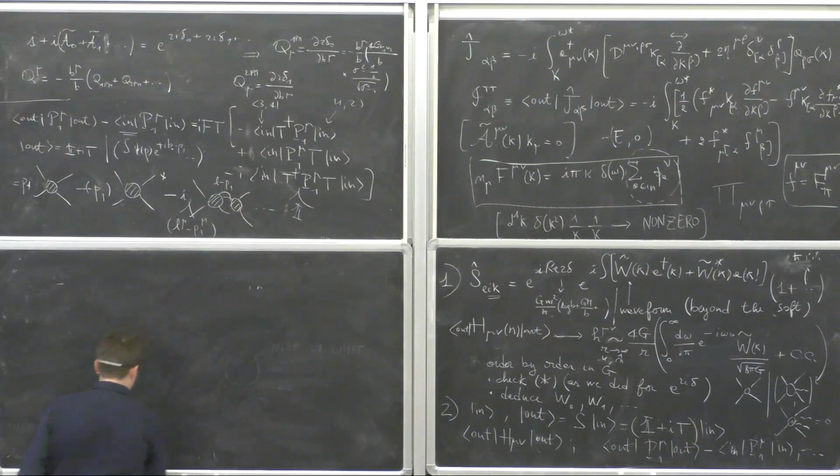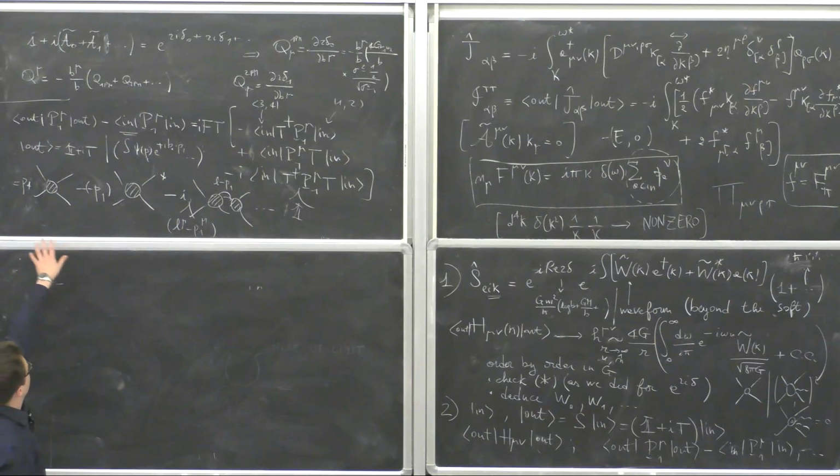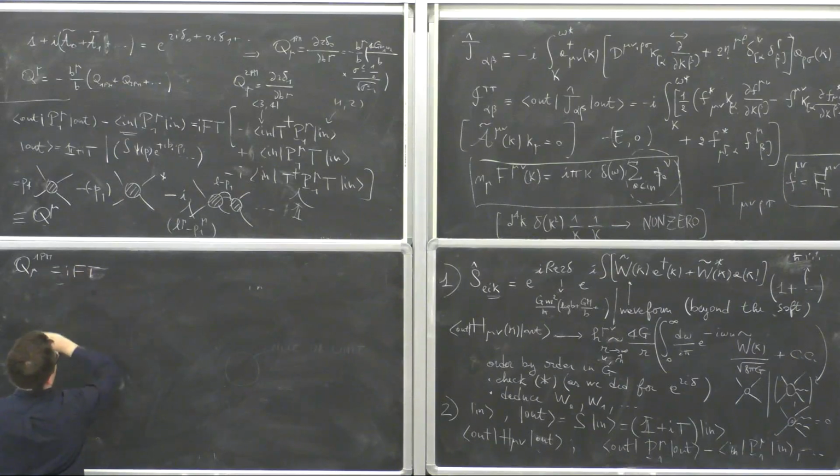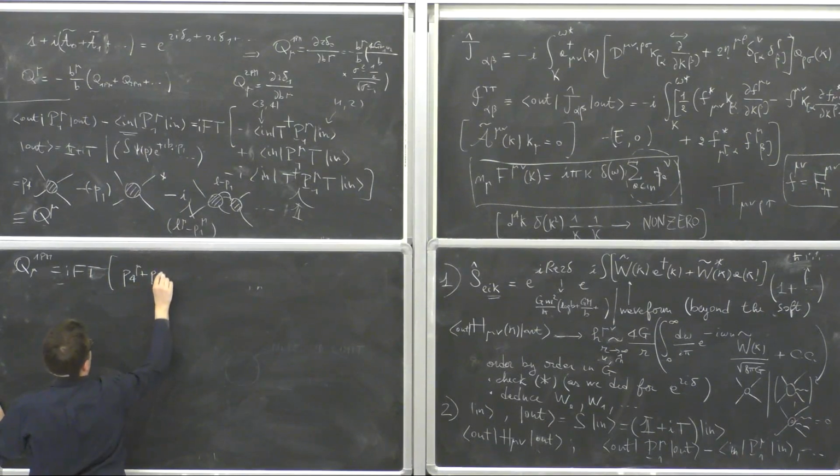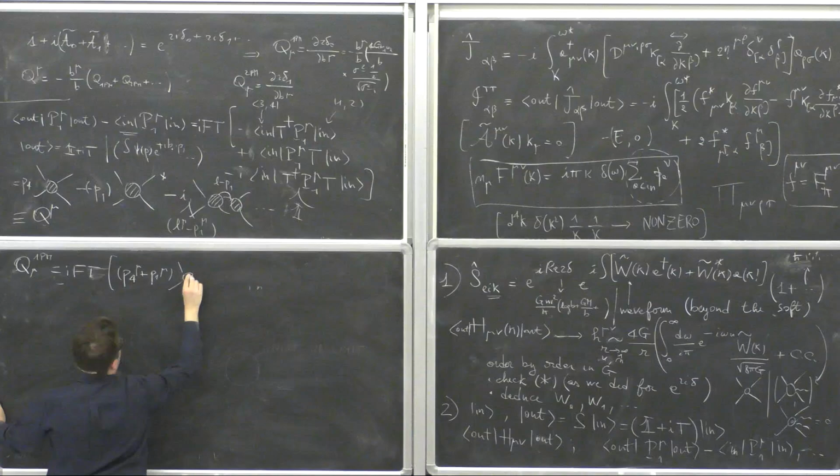So let's try to see what happens at tree level and at one loop for this quantity, right? So this is what I was calling Q in the other part of the blackboard. So Q 1PM is just the Fourier transform of i times the Fourier transform of this guy, which is P4. Now for the tree level, this star doesn't do anything, right? So we can just do P plus P1 times the amplitude.